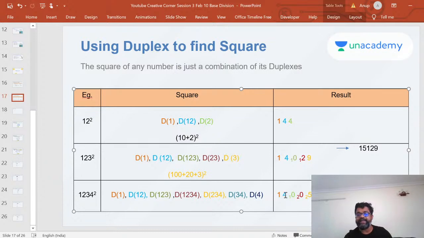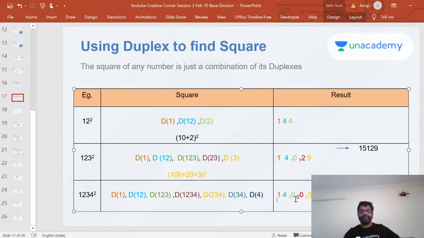Now you write that answer in one line like this, and then handle the carries, and you get your answer. If you are going to do 1 2 3 4 into 1 2 3 4 by your traditional way, you are going to take a longer time. In Vedic maths, most of the problem solving is between 5 to 10 times faster than your traditional way.